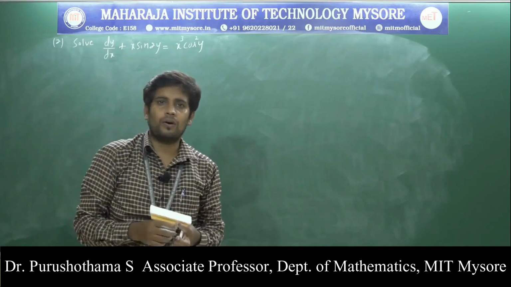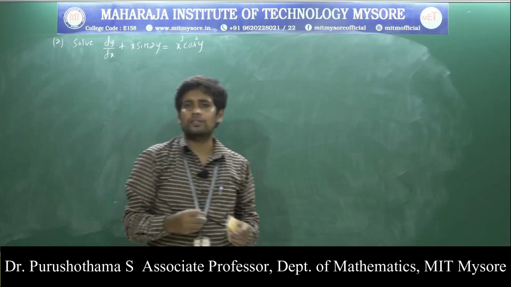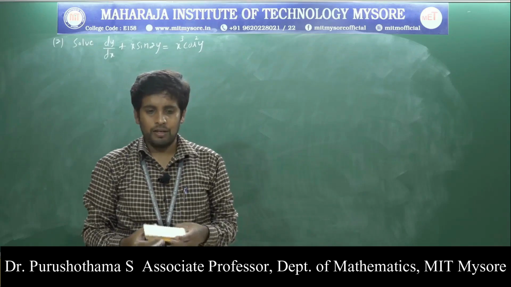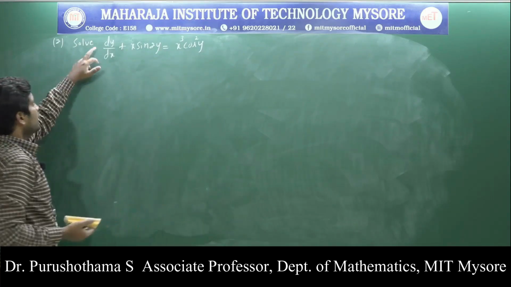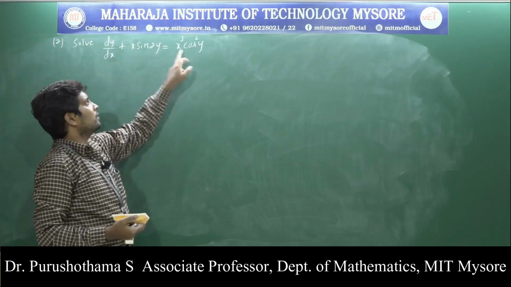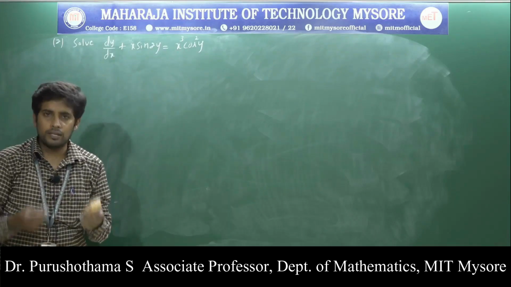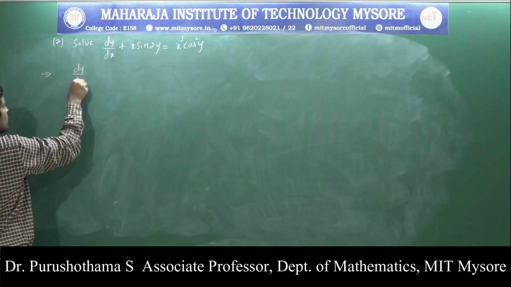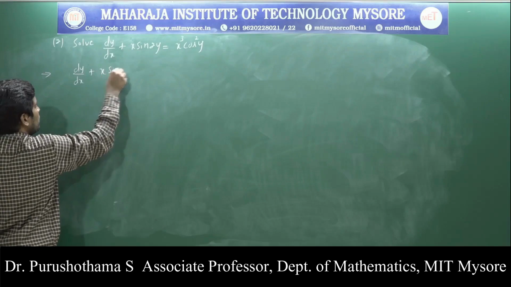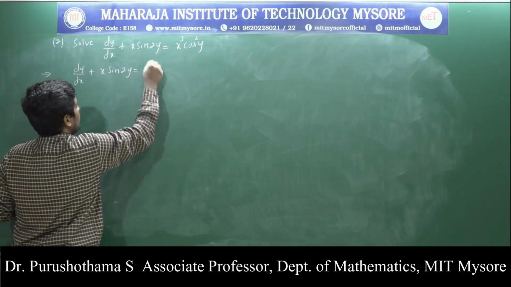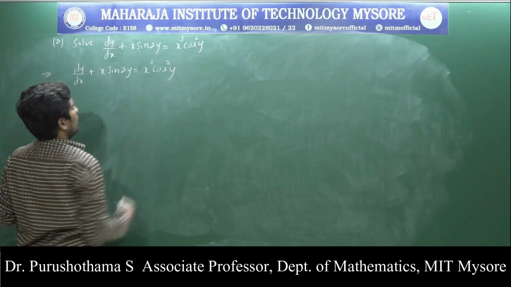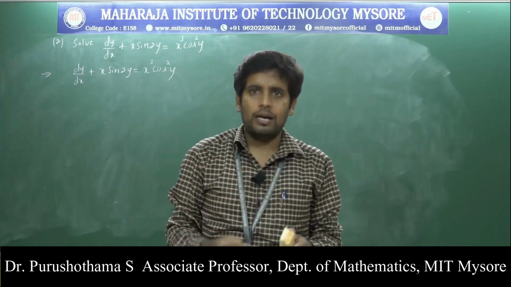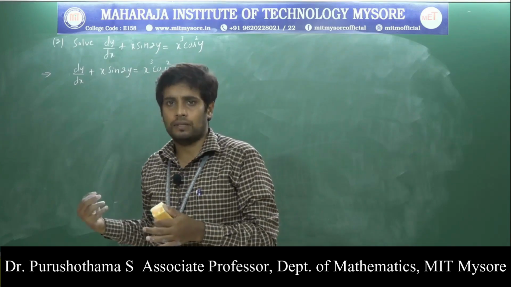Now I am going to solve the second problem in equations reducible to linear form, which is nothing but Bernoulli's differential equation. Here the problem is dy by dx plus x into sin 2y is equal to x cube cos square y. First write down the given equation as it is: dy by dx plus x into sin 2y is equal to x cube into cos square y. First reduce the given equation into linear form and then write down the solution.